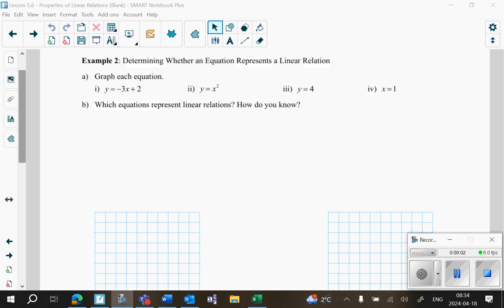So continuing on, we were looking at some equations that we were graphing to see if they were linear relations or not. And we already did number 2, y equals x squared, and we saw that was a curve, a special type of curve called a parabola. And obviously it's not a linear relation because it doesn't form a line. Looking at the other ones, 1, 3, and 4, these are ones that you guys should know how to do.